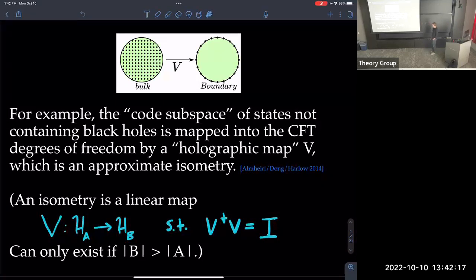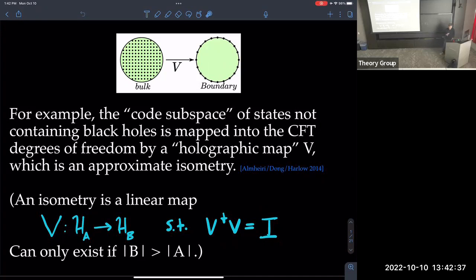An approximate isometry, what's it approximate in? The operator norm. So let's say, just for definiteness, that V dagger V minus the identity is, in the operator norm, very small. Small means small. Like a tenth? Small in what?